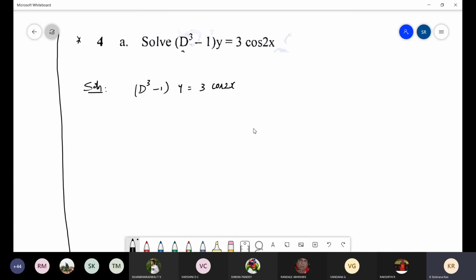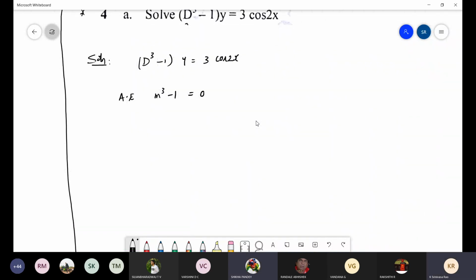I'll solve a little bit quickly because I don't have much time. Auxiliary equation: m cube minus 1 equals 0. How to calculate? m cube equals 1. Use the synthetic division method. And one more method I will tell you. This can be written as a cube minus b cube, since 1 can be written as 1 cube. If you remember the formula of a cube minus b cube, you can use that formula also. Anyhow, m equals 1 is clearly one root.